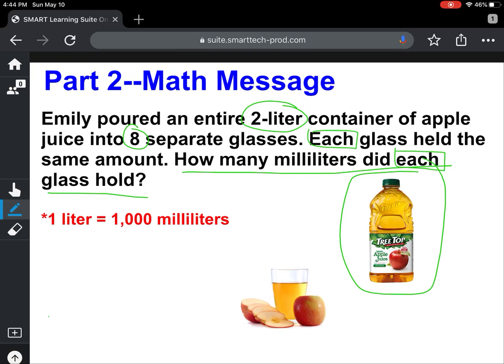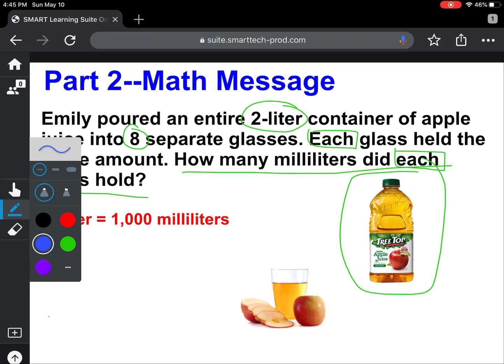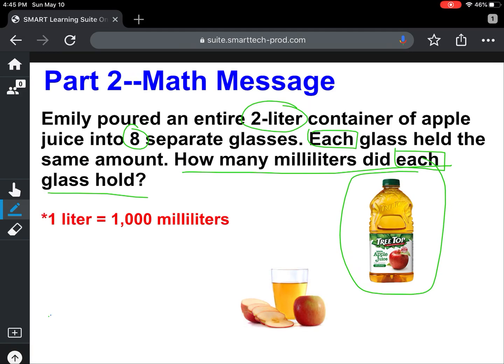That word each is telling us that she's going to be dividing up that juice into 8 separate glasses. So you're going to need to divide. The trick here is realizing they gave you the juice in liter units, but they want your answer in milliliters. So you're going to have to do some converting. I want you to pause your video now, see if you can solve this problem, then turn it back on when you're ready to check your work.